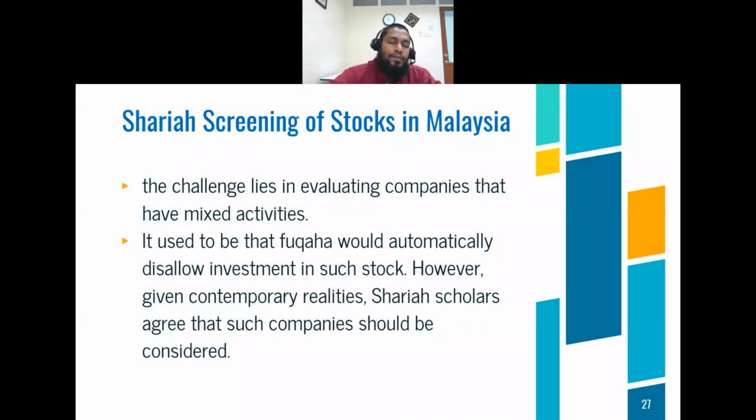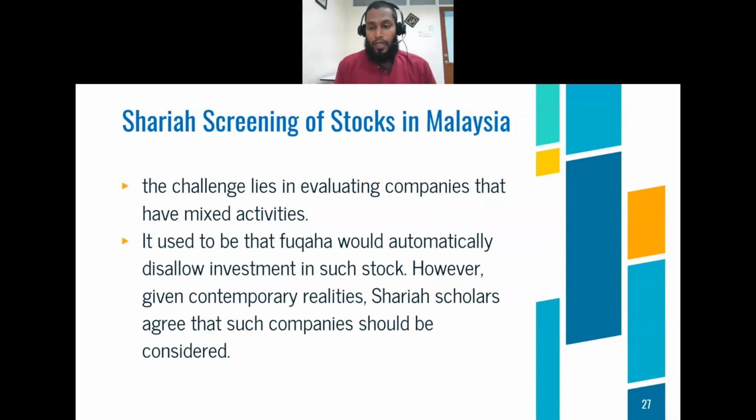Then there are some companies whose core business does not involve riba, garar, or maisir. However, their income is mixed, meaning they are not 100% Sharia compliant. Let's say they have 95% or 99% Sharia compliant income, but 1% is non-Sharia compliant income. This is called a mixed company, and there was a discussion whether these mixed companies can be listed as Sharia compliant or not.